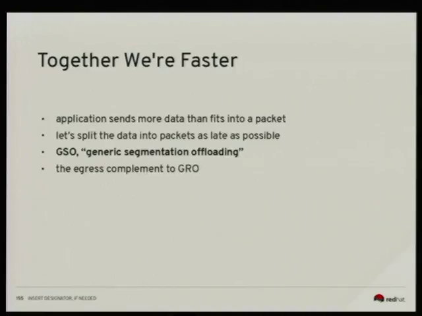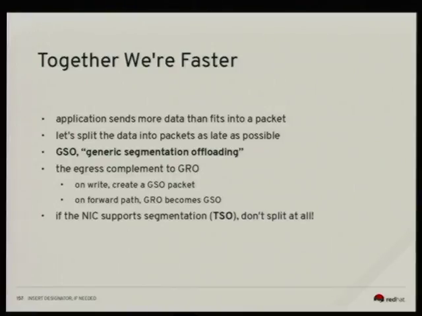So GSO can be viewed as the opposite or complement to GRO. When an application writes data, a GSO packet is created, or when we're forwarding data from interface to interface and we get GRO packets, then they become GSO on output. The nice thing is that if the NIC hardware can do the splitting of the data for us, we let it do it. We don't do it in software. So the GSO packet travels all the way down to the qdisc as a single super packet, and only if the card doesn't support segmentation do we do it in software. Where? In validate_xmit_skb, of course.